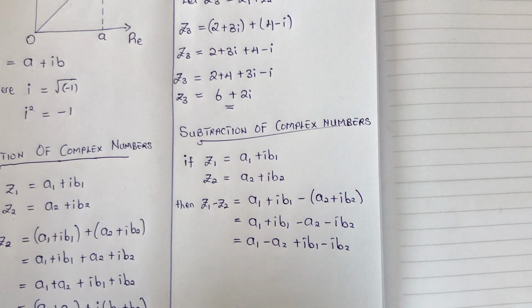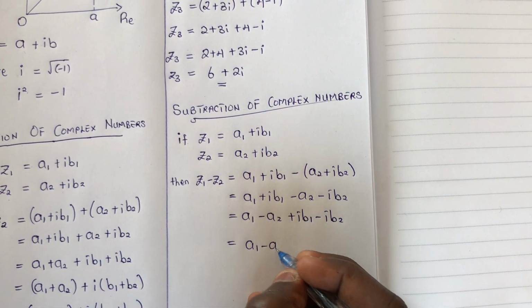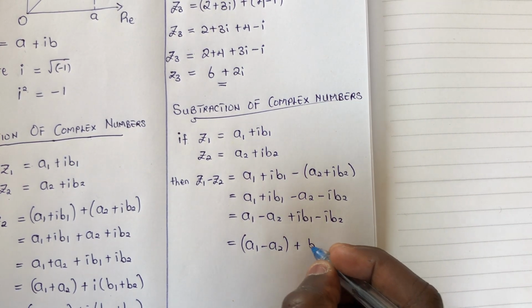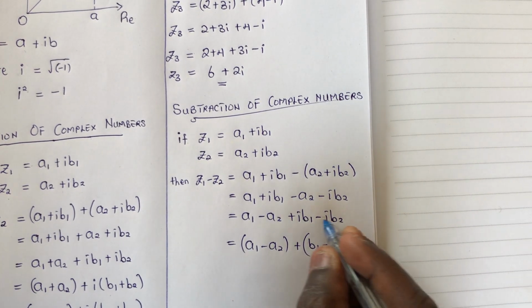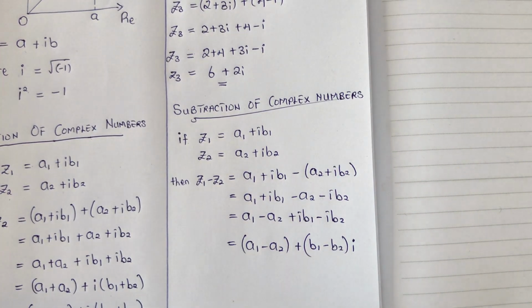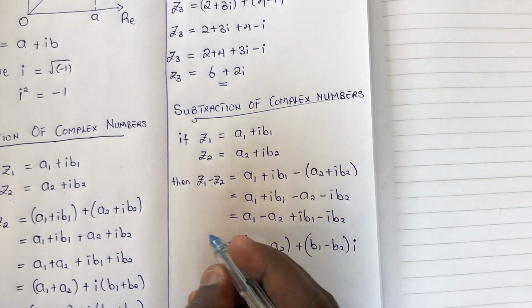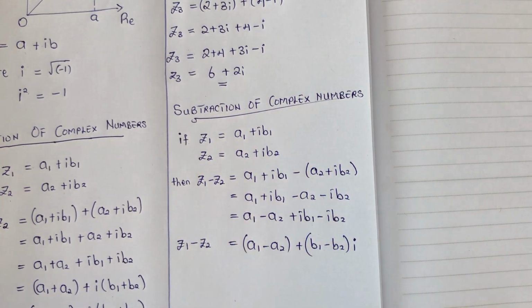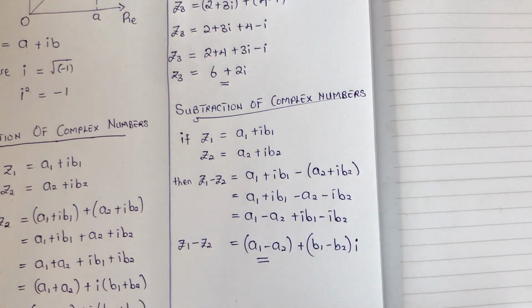So now it will be simple for us. All we need to do is to add a1 minus a2 and then plus b1 minus b2, put everything together, then we factorize the common notation out, which is i. We factorize it out. So this is z1 minus z2. So this is our final solution. I'll take only one example under this and then continue.